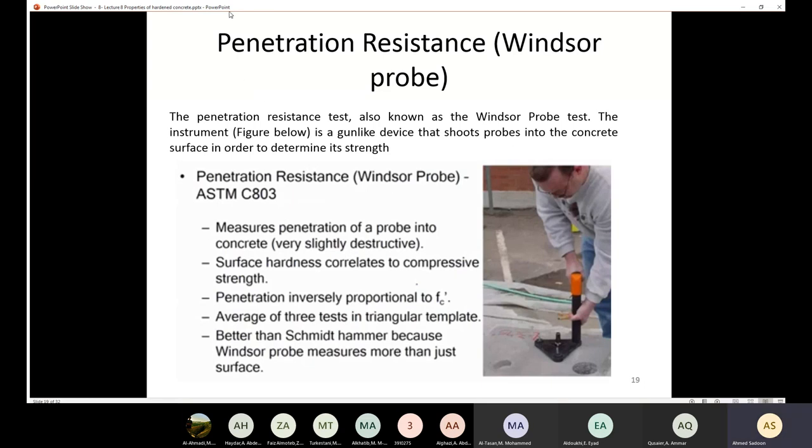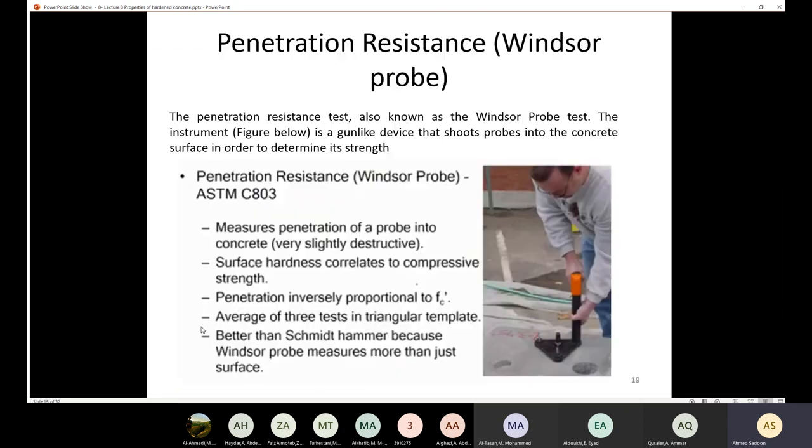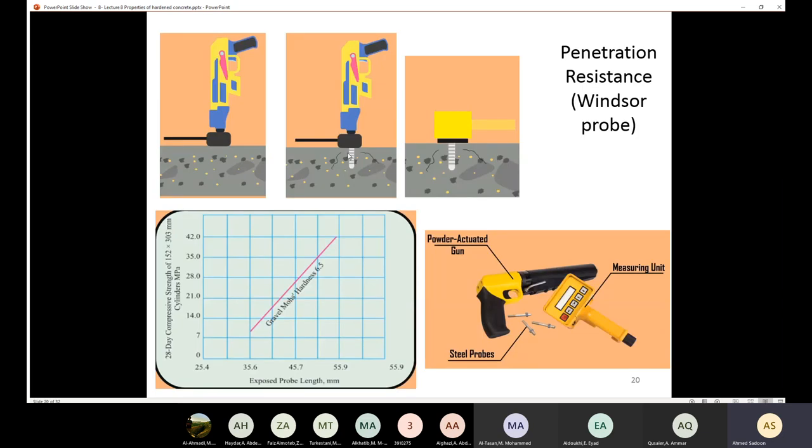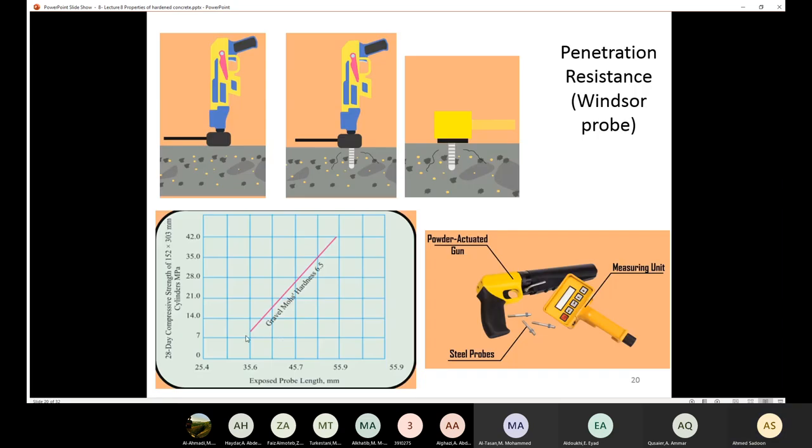And you need to know that this test is better than the Schmidt hammer, because the Windsor probe measures more than just the surface, not like this one. This one only touches the surface, while the penetration resistance, the Windsor probe, goes inside the concrete. So obviously this one is better than the Schmidt hammer. So again, I need to know the exposed probe length.